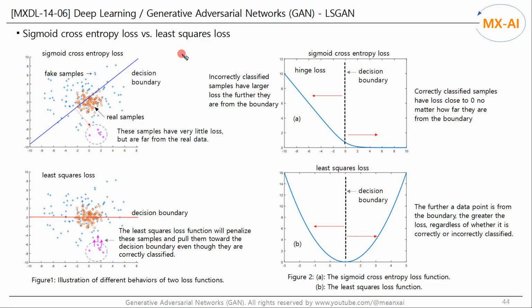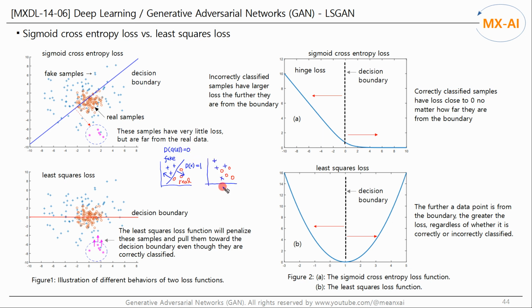Let's look at the difference between sigmoid cross-entropy loss and least squares loss. The discriminator acts as a classifier that distinguishes between real data and fake data. If real data and fake data are distributed like this, the discriminator will create a decision boundary like this. All data points to the right of this boundary will be classified as real data, and all data points to the left will be classified as fake data. That is, d of x is 1, and d of g is 0.